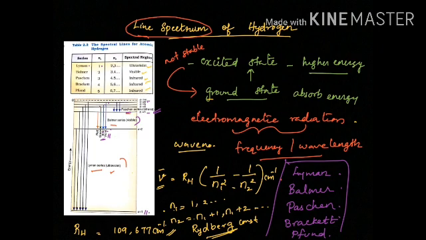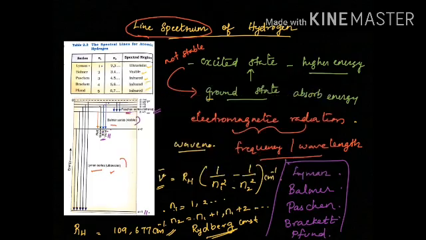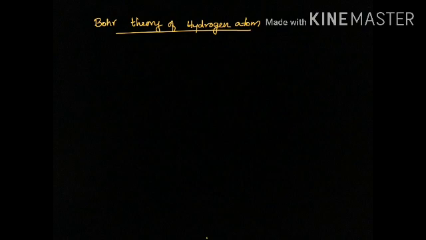So let us study more about the Bohr model of hydrogen atom now. In the last class we discussed the main four postulates of the Bohr model of hydrogen atom. Now we are expanding on it, and we can get more detailed information from Bohr's atomic model of the hydrogen atom.